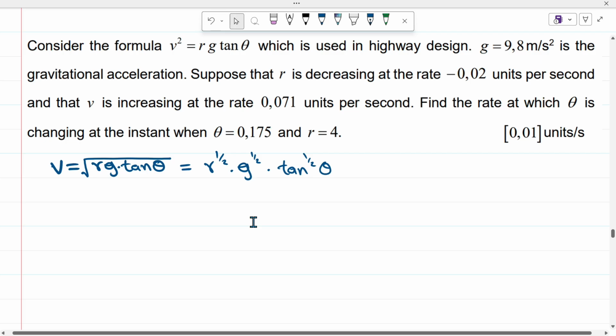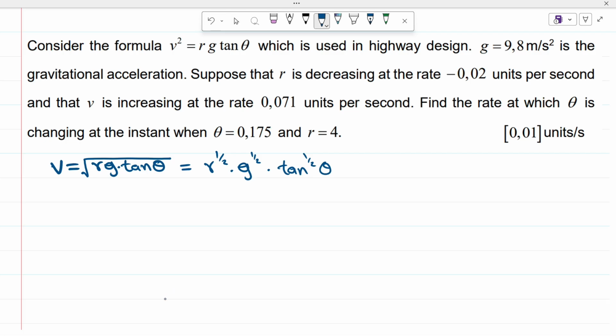So now let's differentiate partially with respect to r as well as with respect to theta, because g is a constant, right? So now let's write our derivatives. The partial derivative of v with respect to r is going to be equivalent to 1/2 r to the power negative half, multiplied by g to the power of half, multiplied by tan of theta to the power of half, just like that. And now let's go further and differentiate partially again.